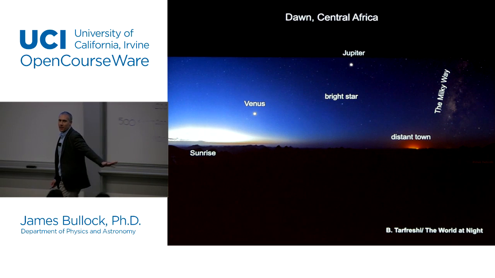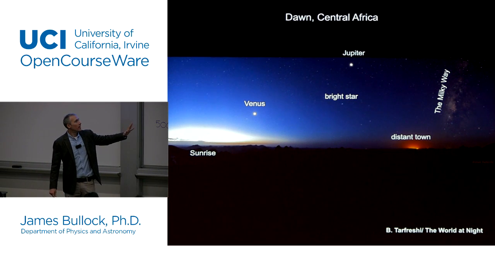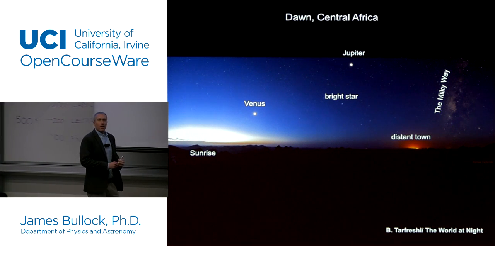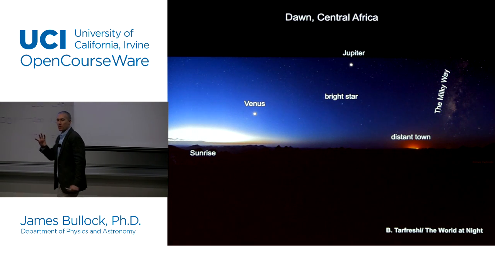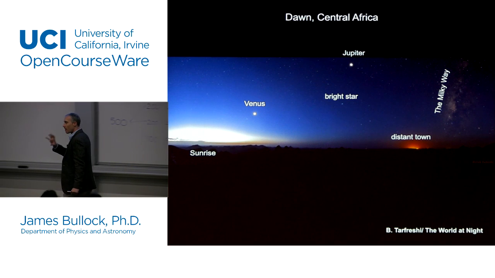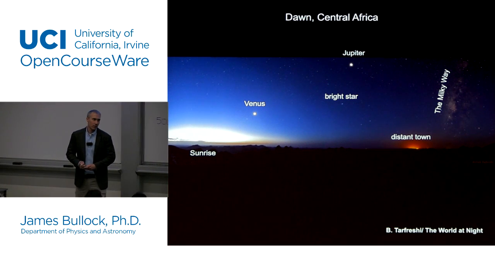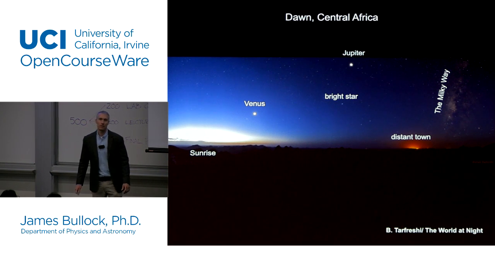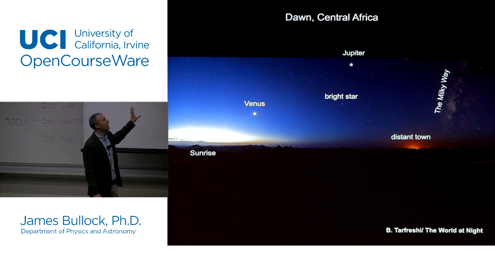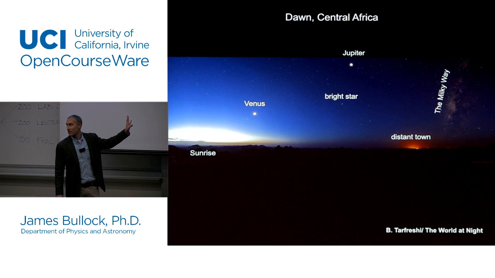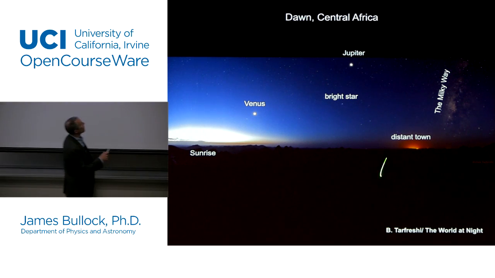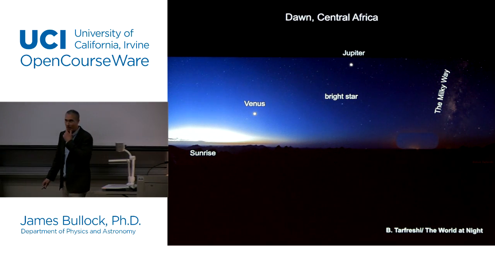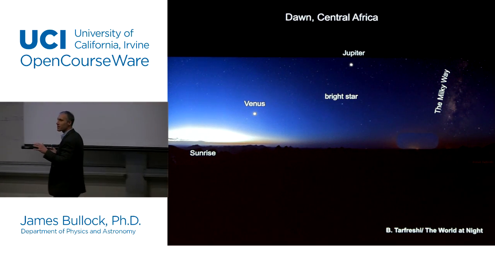This is an image of the night sky at dawn, actually, taken in Central Africa. I find this image really compelling because you could imagine the first modern humans to walk the Earth, something like 100,000 years ago, would have stood and seen a night sky that was not very much different than this. Now, the one thing that would have been different is this is a distant town. So that wouldn't have been there. We'll cover that up.